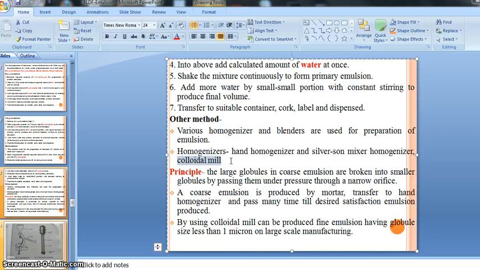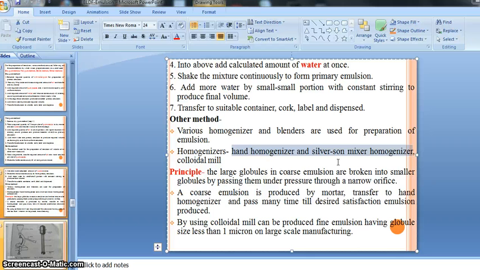By which we can reduce the globule size or particle size also. Then the hand homogenizer also works for reduction of the globule size or particle size. Then the Silverson mixer performs two functions: it mixes the preparation, and it also reduces the globule size, right? So we will discuss only the hand homogenizer and the Silverson mixer homogenizer in detail, because these two are given in our syllabus, right?